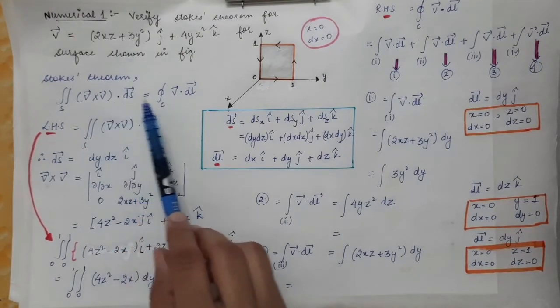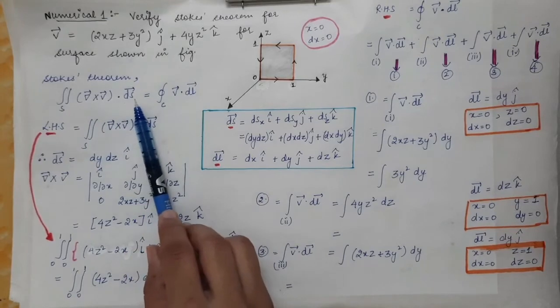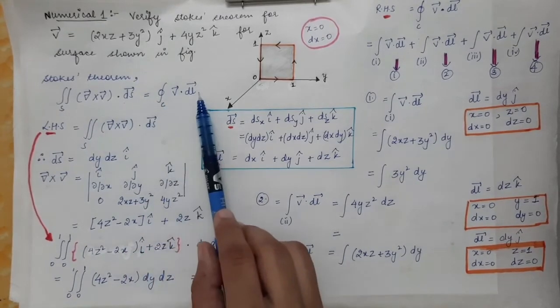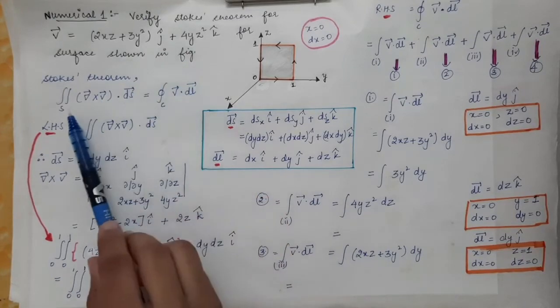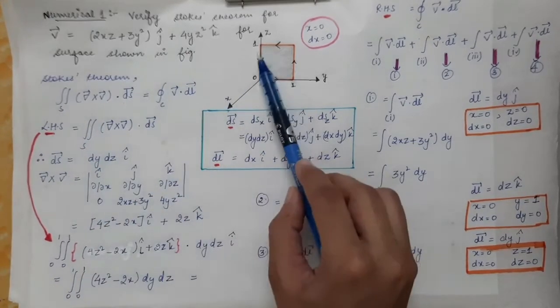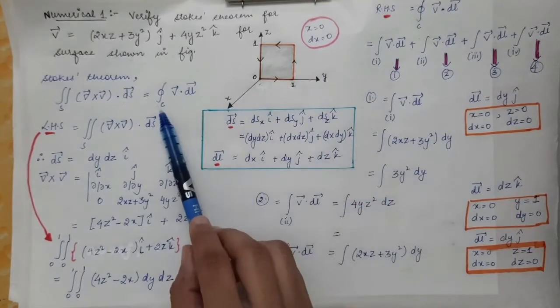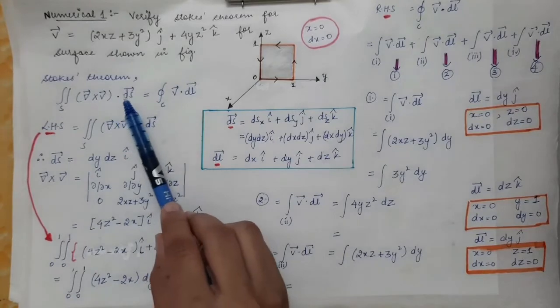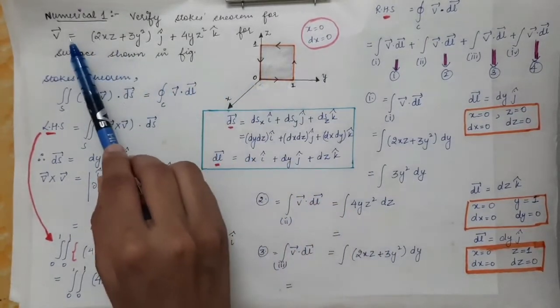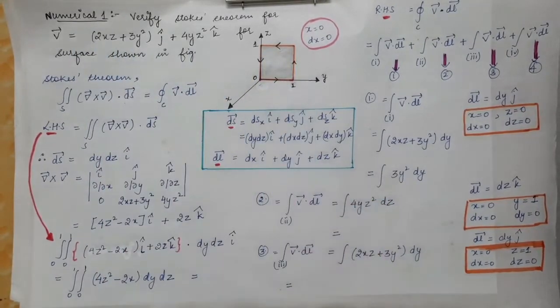So we have to verify Stokes theorem, and Stokes theorem is given by the surface integration of curl of vector v dot product with ds vector is equal to the line integral of the vector field over the boundary of that surface. Over here S is the surface which is shown by the shaded area, and C is the boundary of this surface. We have to prove this Stokes theorem for this vector field considering this surface.